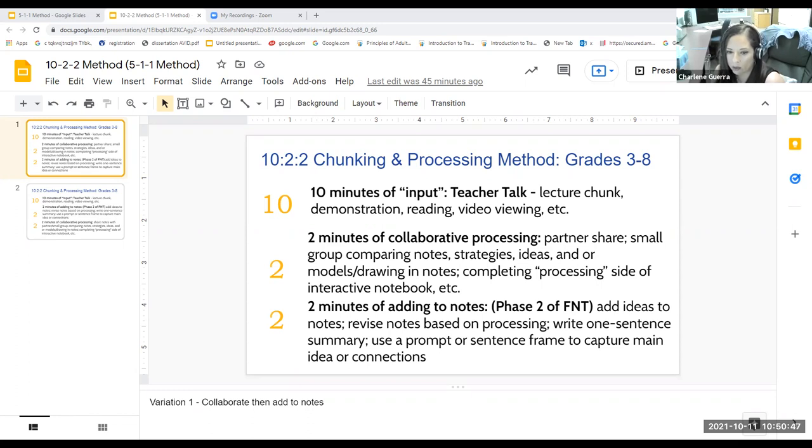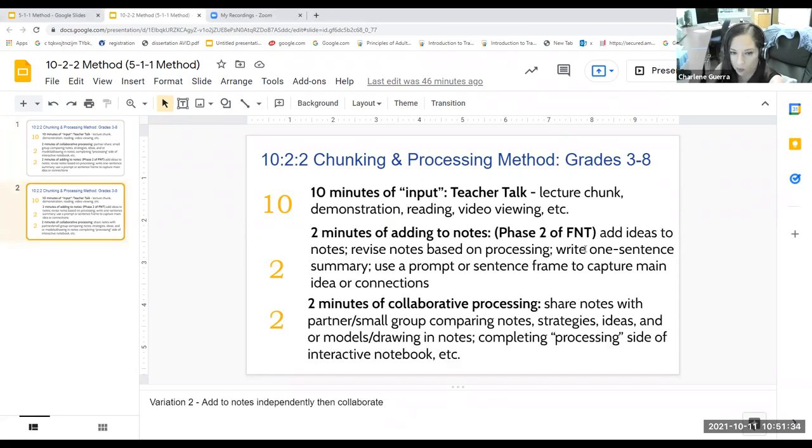After they've shared their information, we want to provide them 2 more minutes. This 2 minutes is for them to go back and add to their notes. So they can add new ideas that they got from their partners or their groups. They can go back and revise the notes based on the information that they were given when they shared with their partner. Maybe they had a misconception. Maybe they wrote some things down wrong that were inaccurate. They can definitely go back and update their notes. They can write a one sentence summary based on the information that they shared, and now through collaboration, they have a new understanding, or use a prompt or sentence frame to capture main ideas or additional connections. So that's one way that we can use the 10 to 2 chunking and processing method.